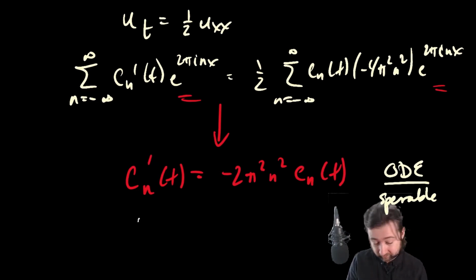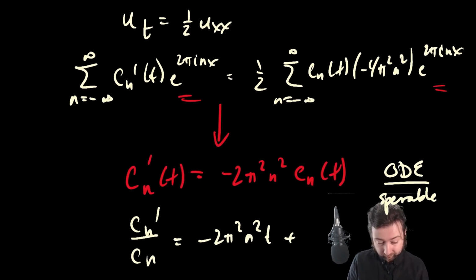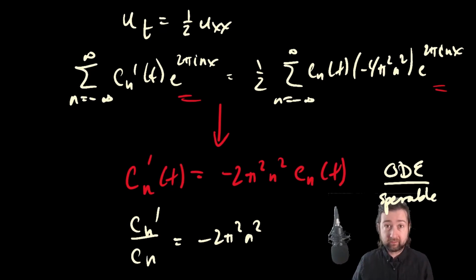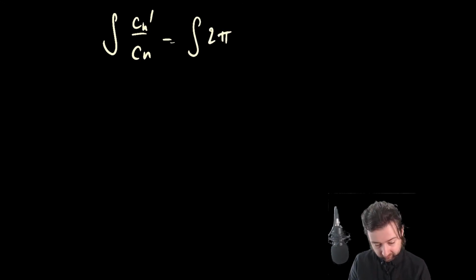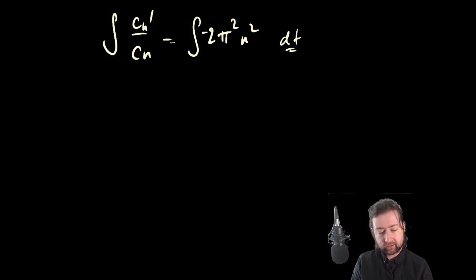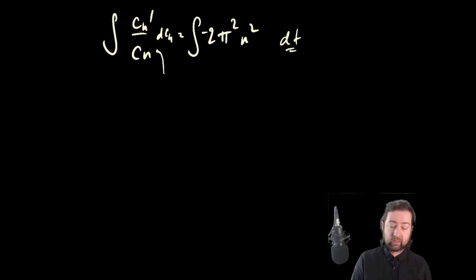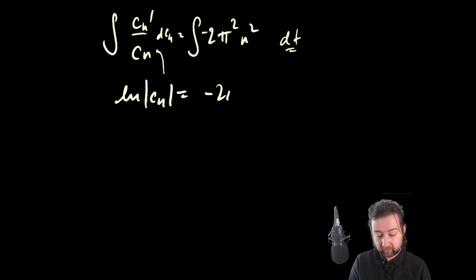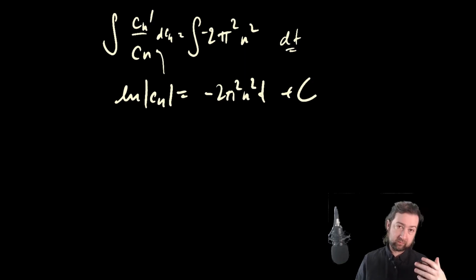When you separate it, you end up with this. And after you get a separation, the way you solve is you integrate. So let's look at the integral of Cn prime over Cn is equal to the integral of -2 pi squared n squared. Remember, this is really secretly a dt integral, and this over here is like a dc integral. Then you're going to get the natural log of Cn is equal to -2 pi squared n squared t plus a constant of integration c.